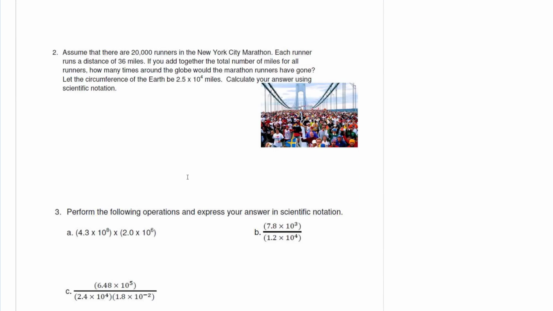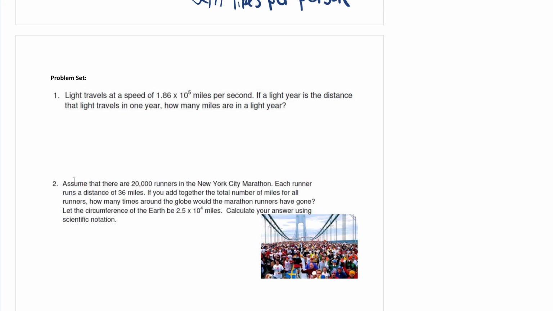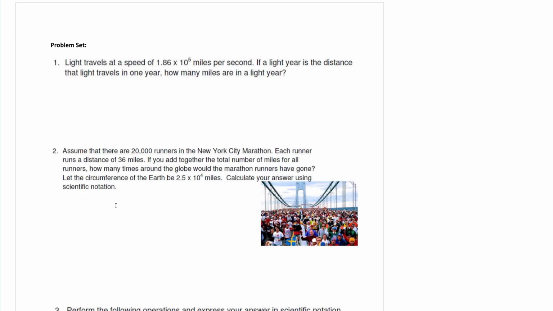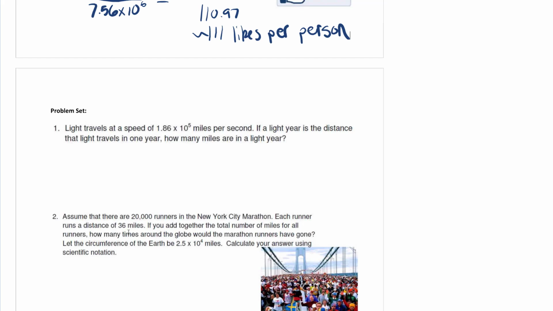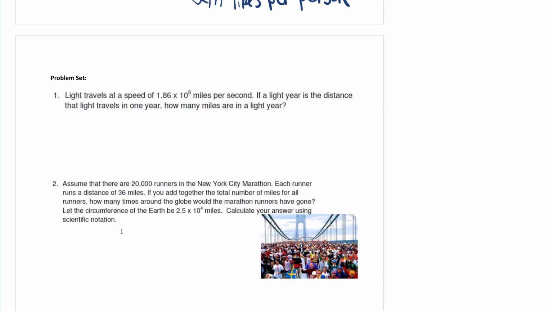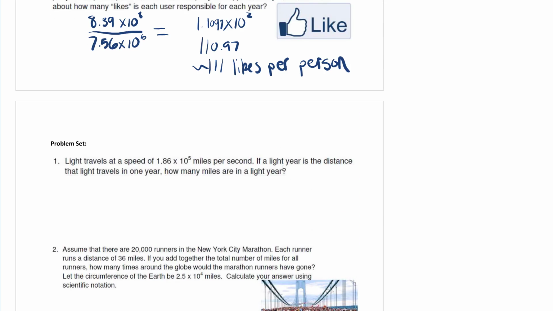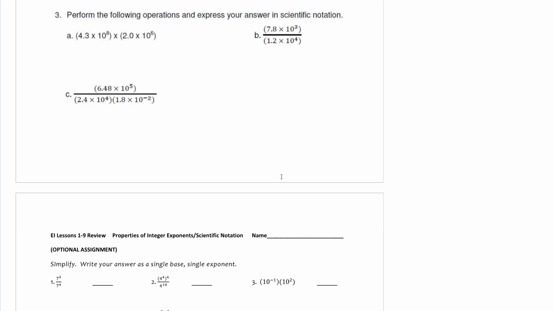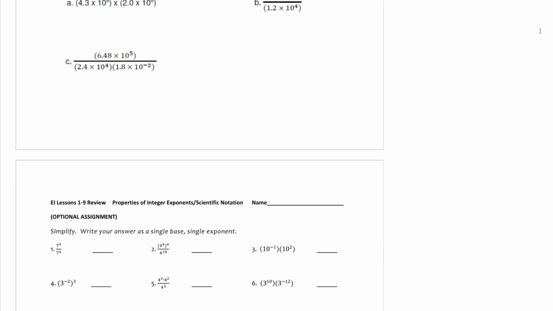I will leave the rest of these problems to you to figure out. This one's really fun, actually, number 2. Make sure you take your time with the unit conversions. If you need help with that, we will discuss that in class. I'll see you in lesson number 9 review. 1 through 9 review, excuse me.